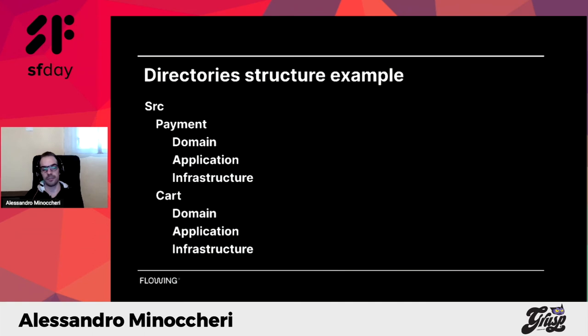This is an example of a directory structure. Inside SRC, we have two contexts, payment and card, with the distinction of domain, application, and infrastructure.